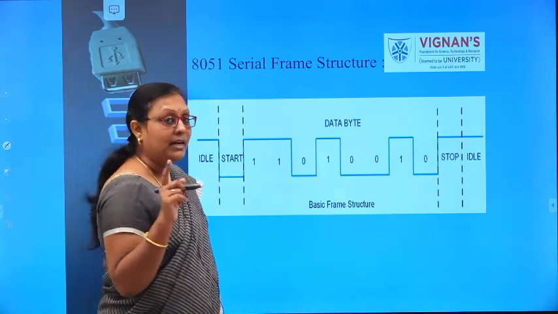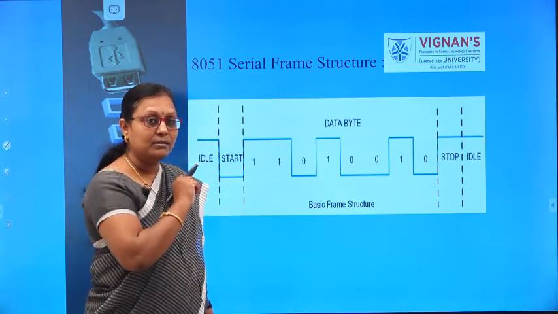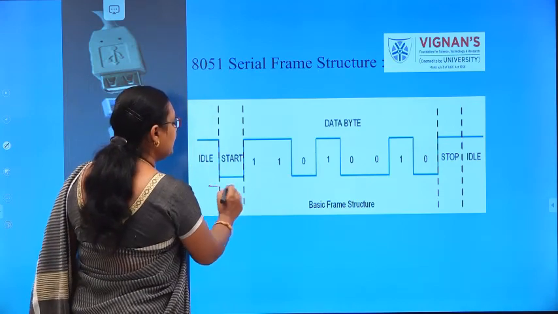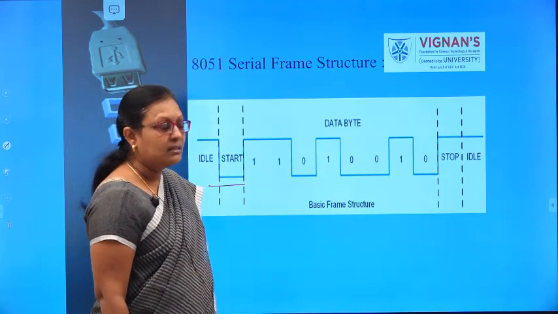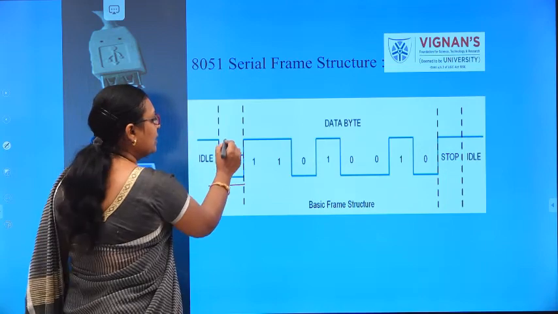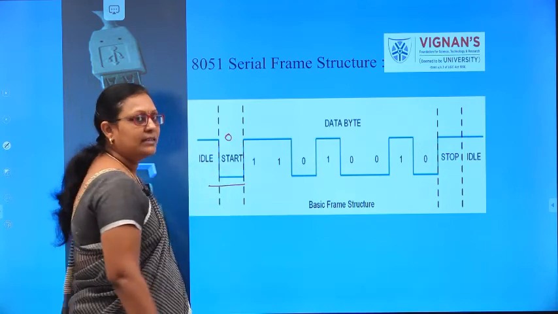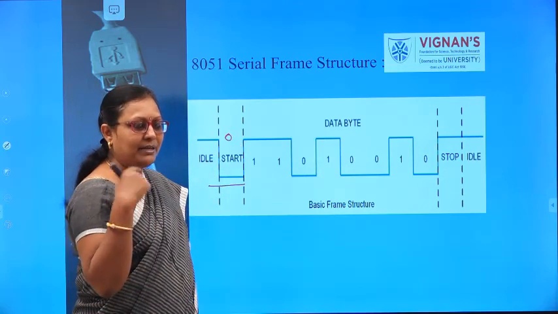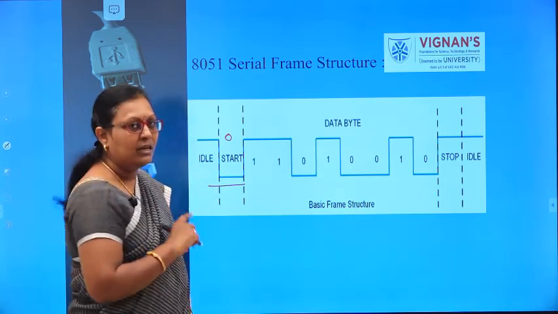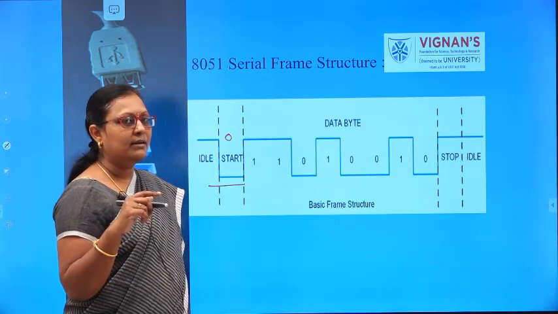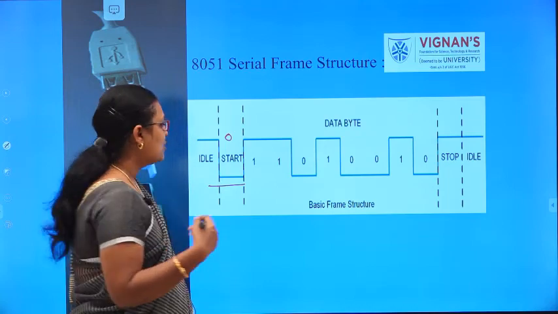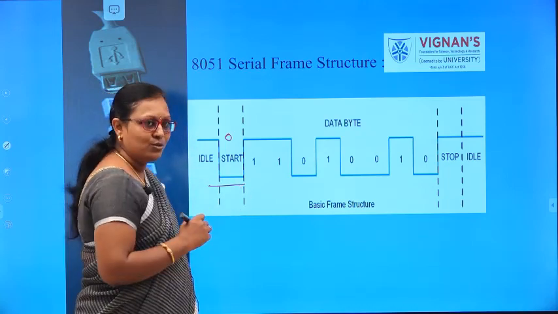So this is the serial frame structure. I told you that you will have one start bit and one stop bit with data bits in the middle. The start bit is the first bit which will reach your receiver. The start bit is a logic low signal, so logic low means it is 0. If a 0 bit arrives at the receiver, then your receiver will understand that some data is about to come from the sender side.